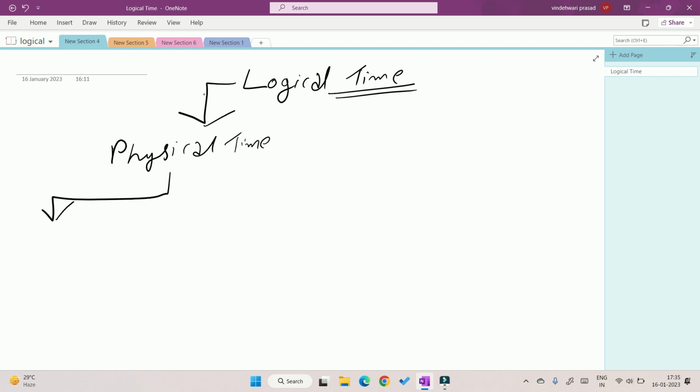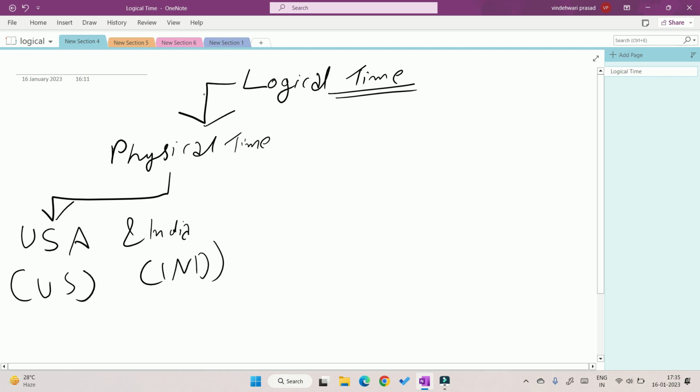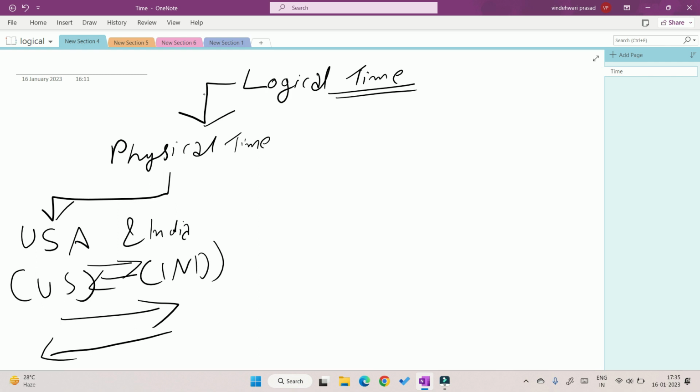So if there are two persons, suppose one is from USA and another is from India, and they are chatting with each other. Here the process is in US time, and here the time is in India. So how do these local times know which process happened first? Whether the US person sent a message first or the Indian person did, how do they know each other? This is a very big issue.